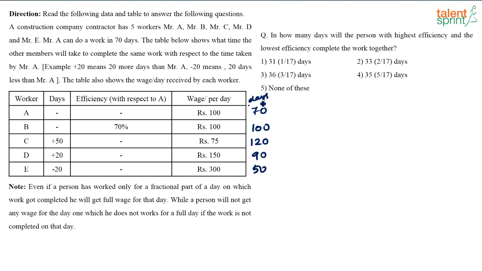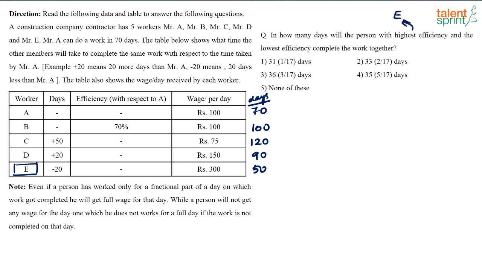Now, what can you say about efficiency? See, the person with the highest efficiency will take the least number of days to finish the work, because he is working really well, right? His efficiency is the highest, so he will take the least number of days. So who is taking the least number of days here? E is taking the least number of days here. What does that mean? E is the most efficient person here.